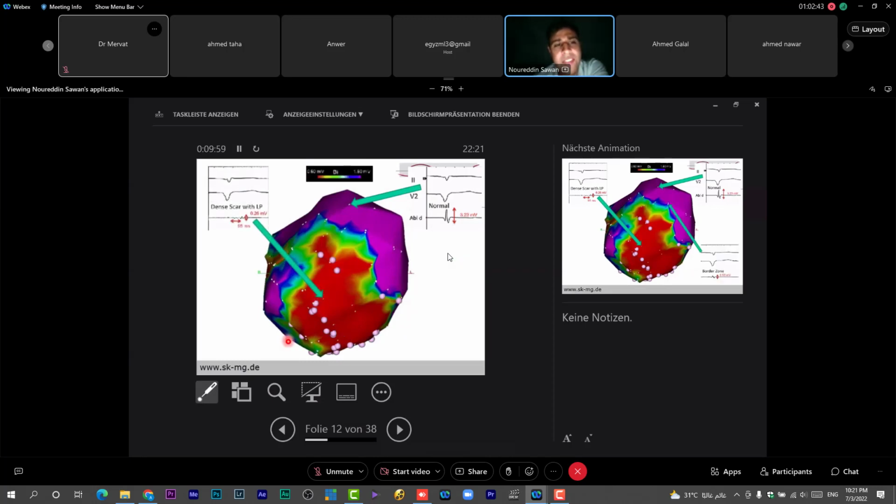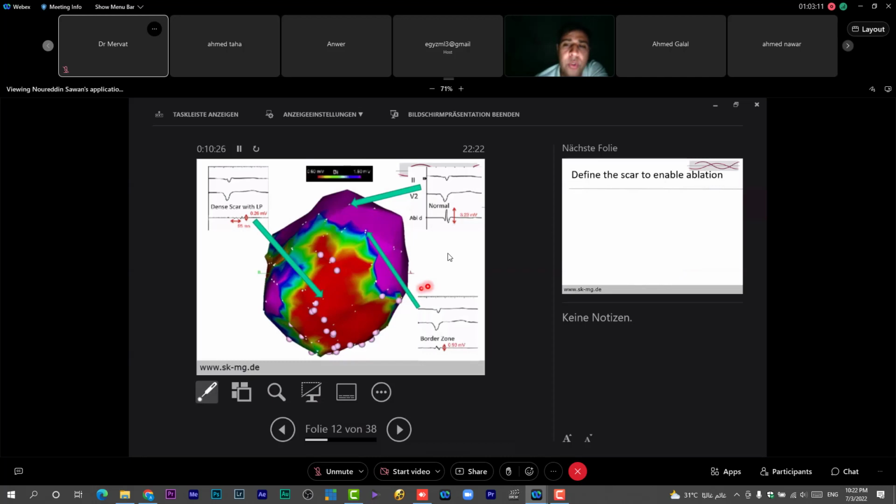And here, in the area of the dense scar, we see this nice fractionated potential. It's very nice, and the late potential is very, very late. We measured here about 0.2. It's very, very low. That's very typical.